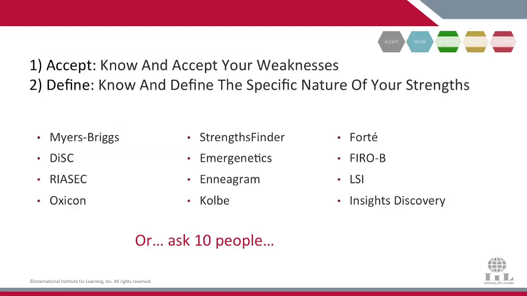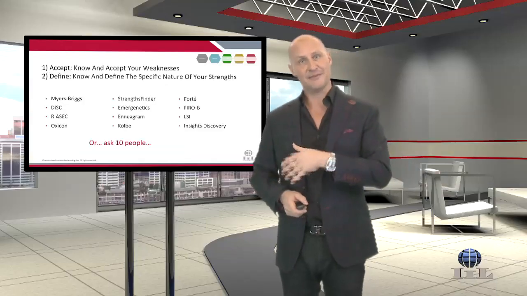Second, you need to find out the specific nature of your strengths. I like Myers-Briggs. I like StrengthsFinder. I like Colby. Use these, or ask 10 people what your top 5 strengths and weaknesses are. You'll like the first list. You won't like the second, but you'll find they're facets of the same thing.